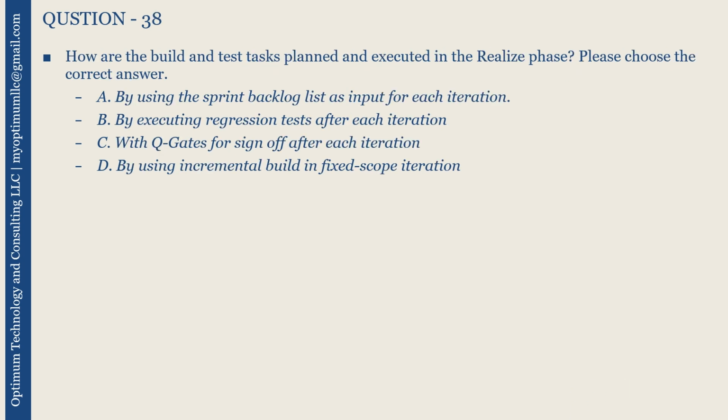Question 38. How are the build and test tasks planned and executed in the realize phase? Please choose the correct answer. A. By using the sprint backlog list as input for each iteration. B. By executing regression tests after each iteration. C. With QGates for sign-off after each iteration. D. By using incremental build in fixed scope iteration.